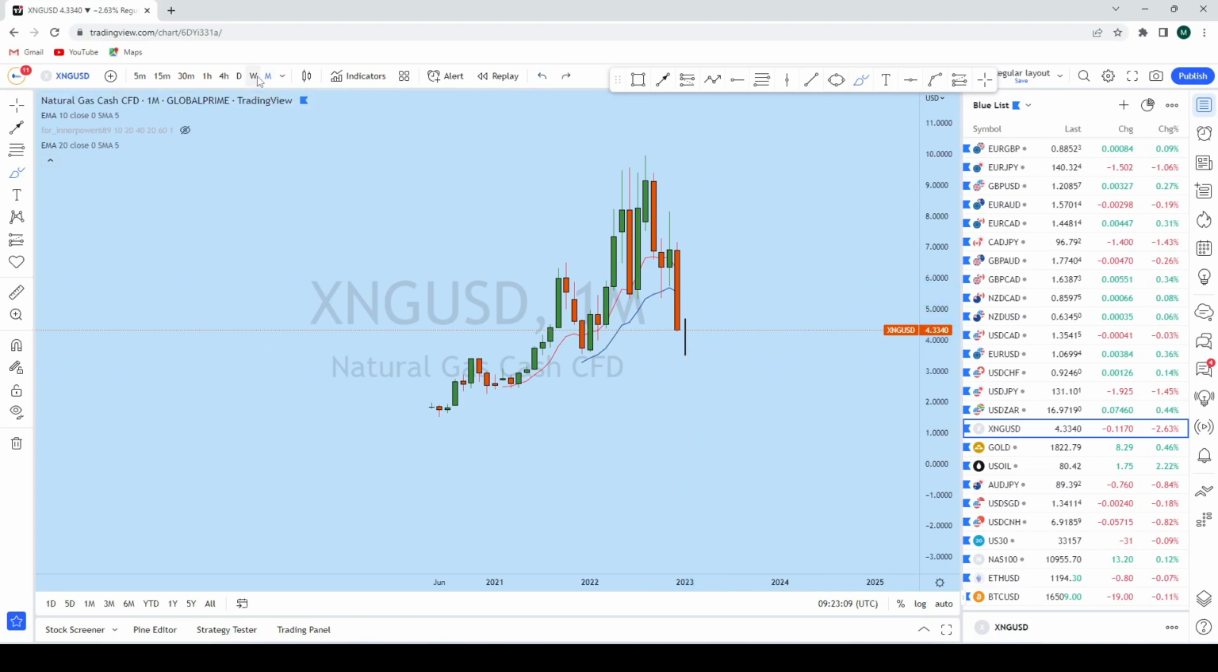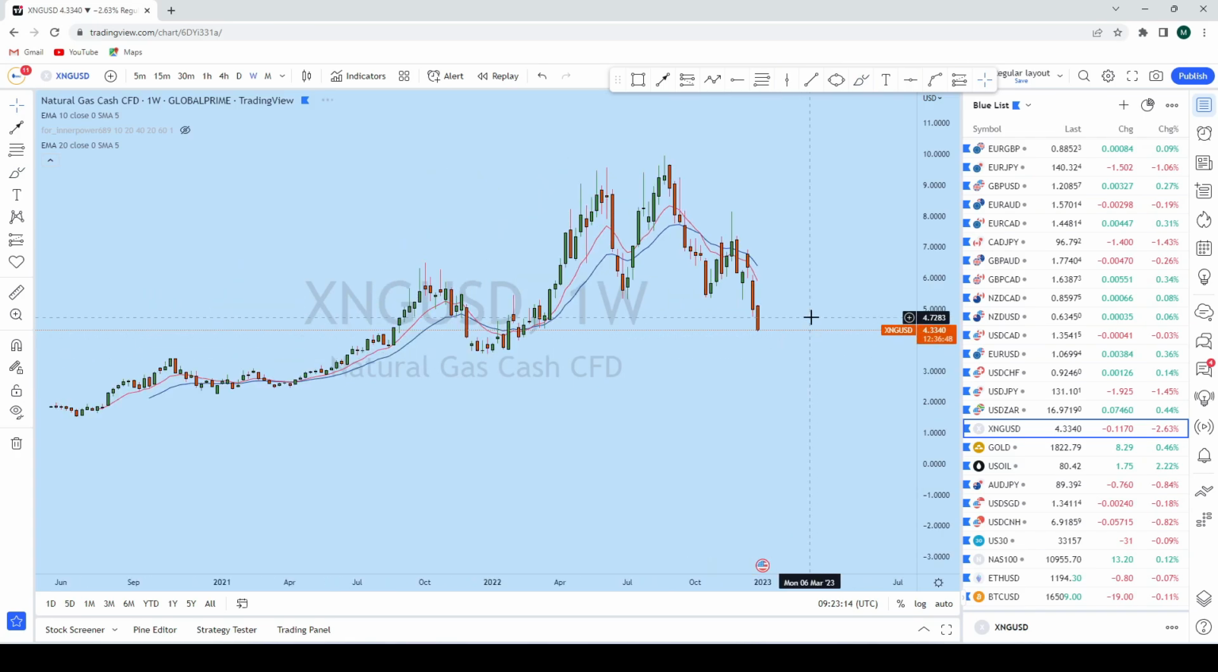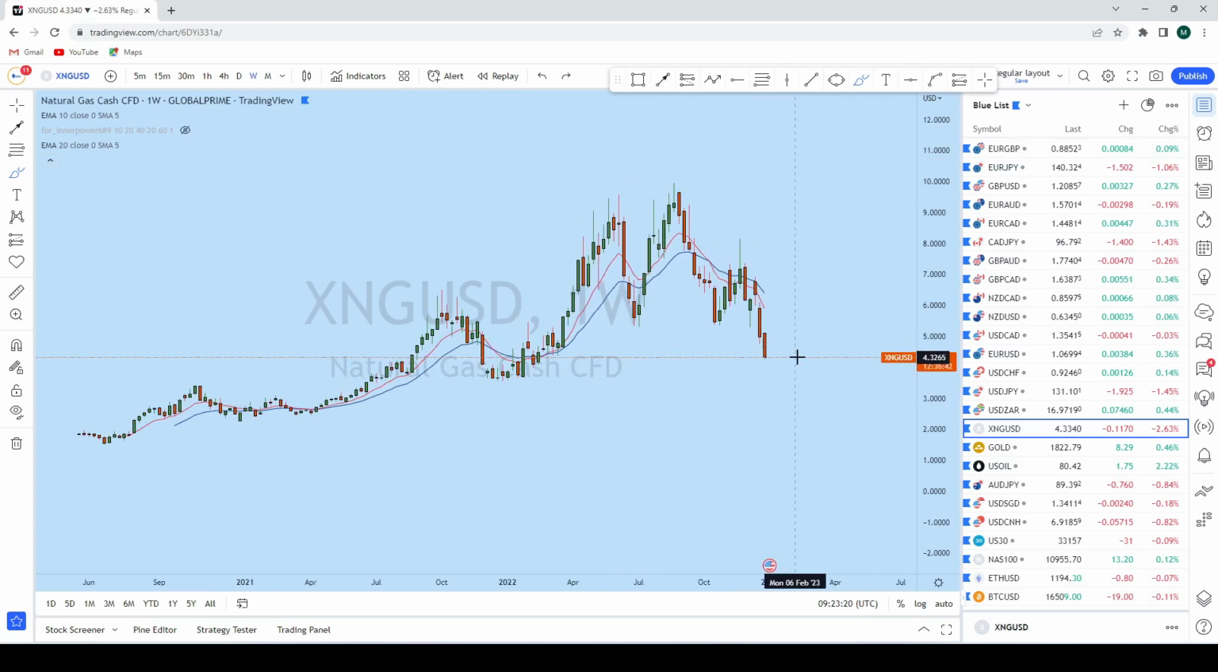If we look at the weekly time frame, natural gas is highly bearish. This is a long bearish candle. Now what we can expect, I think, is that natural gas on the weekly perspective may test this previous support zone turning resistance and then continue to drop.